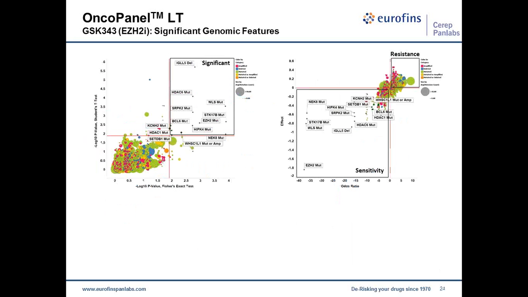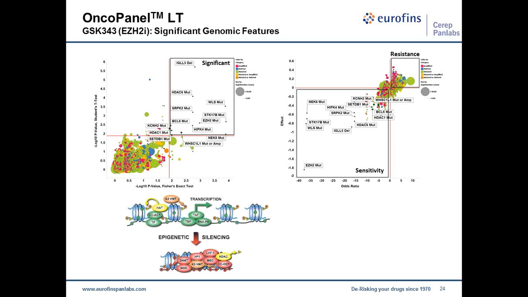And what we found was, again, quite encouraging. So we found not only EZH2 mutation, but a number of other genomic features related to epigenetic mechanisms as significant based on our significance calling. And all of these were found to be predictive of sensitivity to the EZH2 inhibitor GSK343. So a number of these epigenetic modulators are shown here, as well as proteins known to directly interact with EZH2. So this was encouraging.